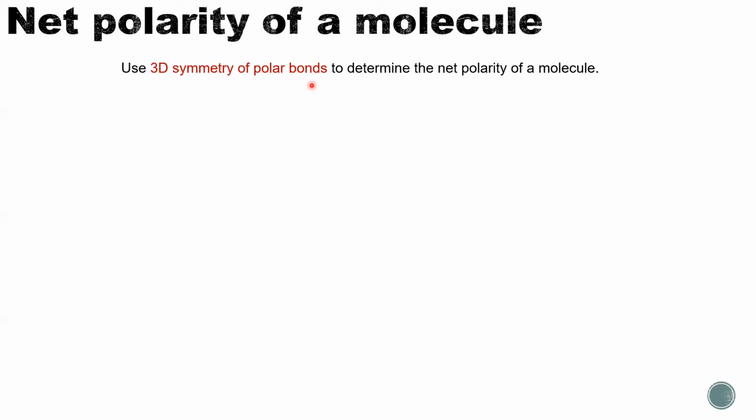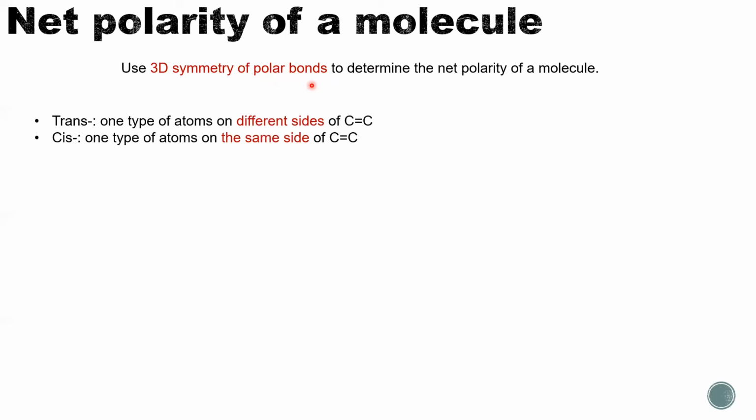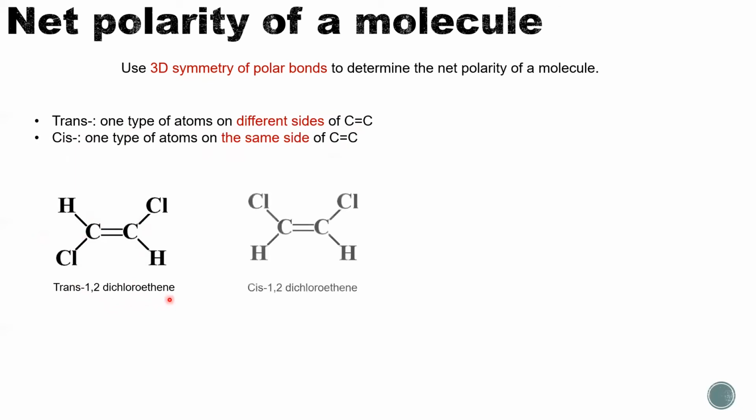I'm going to describe two scenarios here. The first scenario is about two types of molecules: one is called a trans molecule, the other a cis molecule. Trans means one type of atom is on different sides of the carbon-carbon double bond, while cis means one type of atom is on the same side of the carbon-carbon double bond. I'll give you two examples. Here is the structure of trans-1,2-dichloroethene, and here is an example of cis-1,2-dichloroethene.